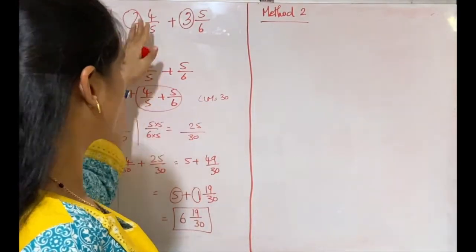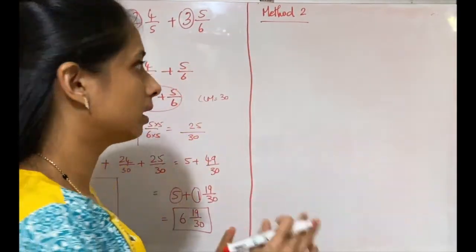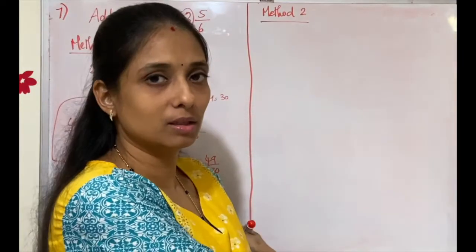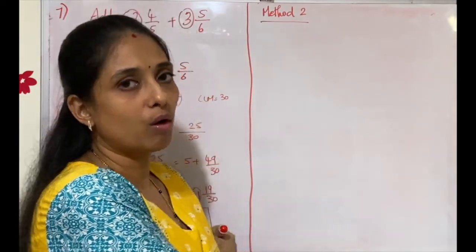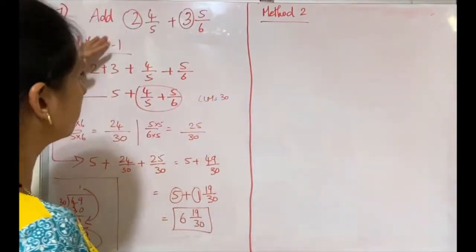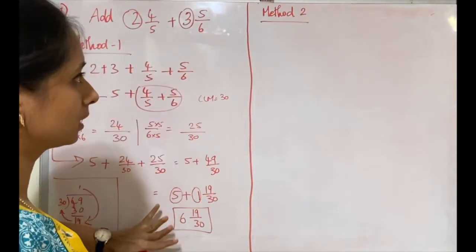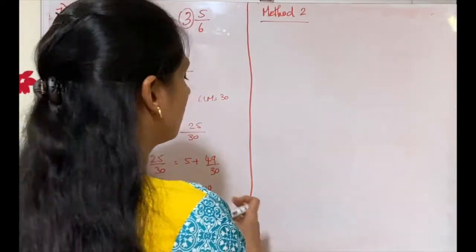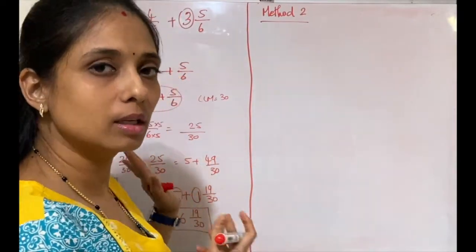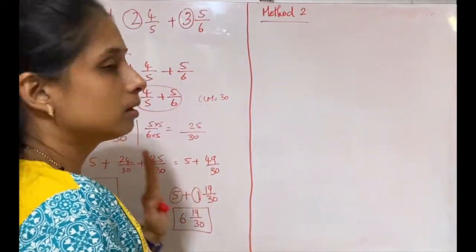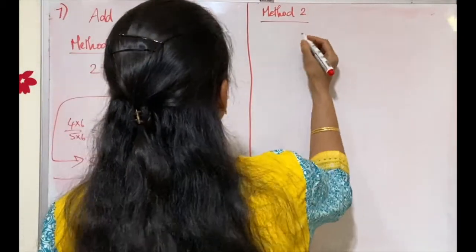Now the same problem I am going to do in another method, that is a safe method that will be applicable for all problems. This one, method 1, will not be applicable all the time, so I don't recommend it. You can follow it, but you should know there is a method like this. Okay, so now let's do method 2.